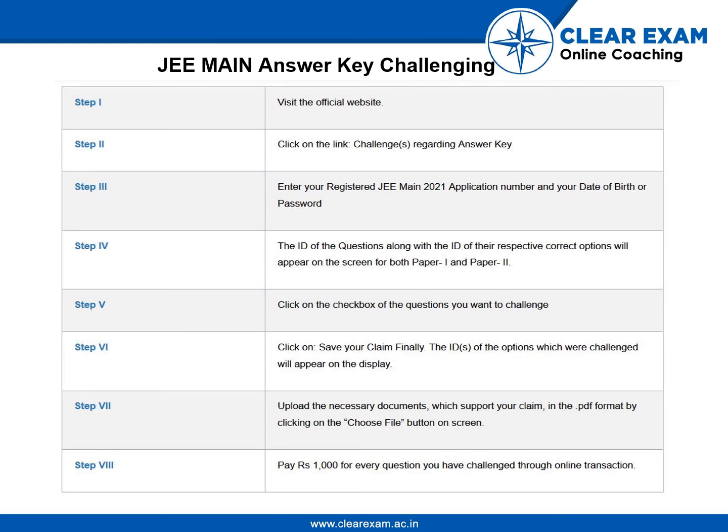The ID of each question along with the ID of its respective correct option will appear on the screen for both paper 1 and paper 2. Click on the checkbox of the question you want to challenge. Click on save your claim finally. The IDs of the options which are challenged will appear on your display. Upload the necessary documents supporting your claim in PDF format by clicking on the choose file button on the screen. At last, you will have to pay 1000 rupees for every question you challenge through online transaction.